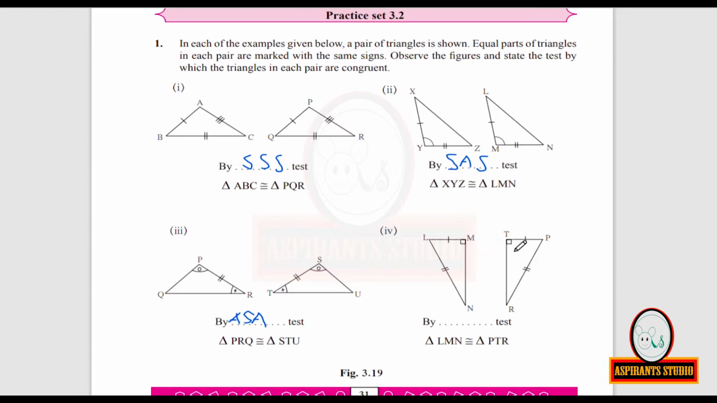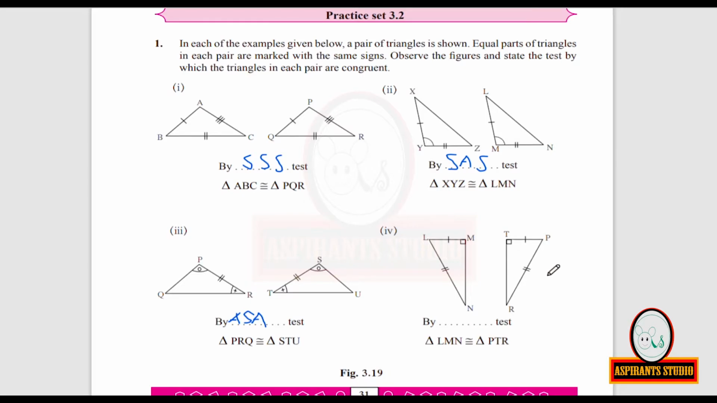You can see the right angles in these two triangles. Each is of measure 90 degrees. The measure of angle M is 90 degrees in the first triangle, triangle LMN, and in triangle PTR, the measure of angle T is equal to 90 degrees. Here, according to these two triangles, vertex L corresponds to vertex P because these two right angles are there. So vertex M corresponds to vertex T, vertex L corresponds to vertex P, and vertex N corresponds to vertex R.